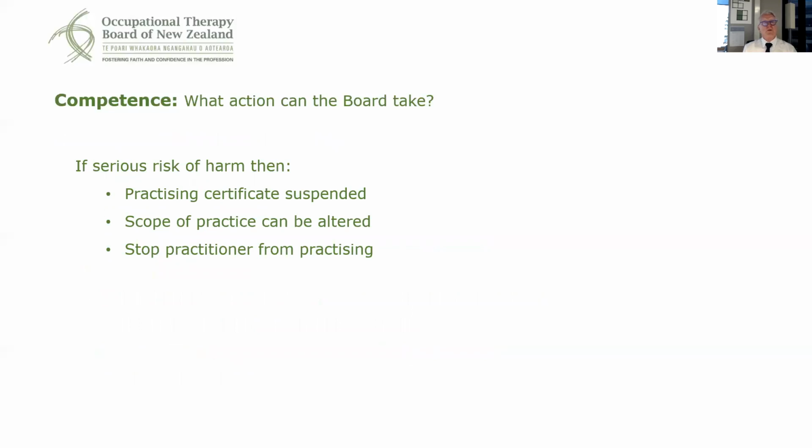So in relation to competence, what action can the board take? If there's serious risk of harm, there's two stages to this. There can be risk of harm, and then there can be serious risk of harm. The practicing certificate of the practitioner can be suspended. The scope of the practitioner can be altered, and ultimately the practitioner can be stopped from practicing.